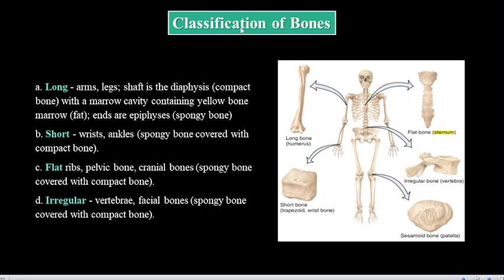Next, we have, okay, let's go to classification of bones. You have here 4 types. Number 1, the long bones. Ito yung mahaba na bones in the body. So you have, for example, no, sa long bones natin is the arms, the legs. The shaft is the diaphysis compact bone with a narrow cavity containing yellow bone marrow. Ends are epiphysis or spongy bone. So, ang long bones natin, meron silang bone marrow. Okay, it contains bone marrow.